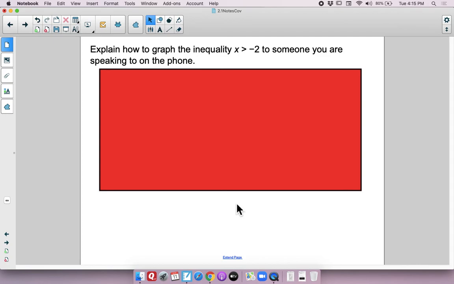Okay, and then I want you to write out, explain how to graph the inequality x is greater than -2 to someone you were speaking to on the phone. And have some fun with it. So go ahead and write that out. No more than one paragraph. And then when you're done, you can uncover what I wrote.